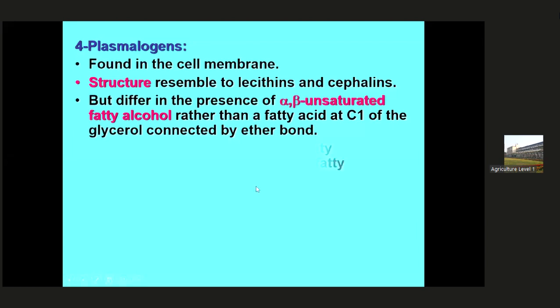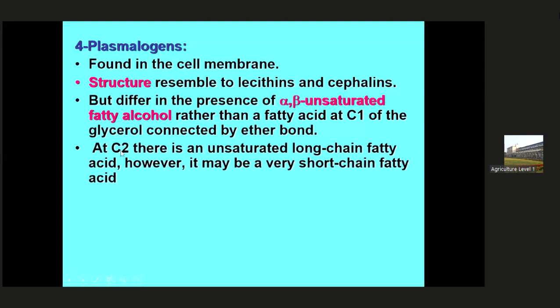So it can. So at C2, there is unsaturated long chain fatty acid. Long chain, it is another property. So this is unsaturated fatty acid, obviously. In lecithin and cephalin, in C2, there was unsaturated fatty acid, but it was not mandatory to be a long chain fatty acid, but here it should be long chain fatty acid. However, it may be very short fatty acid also.